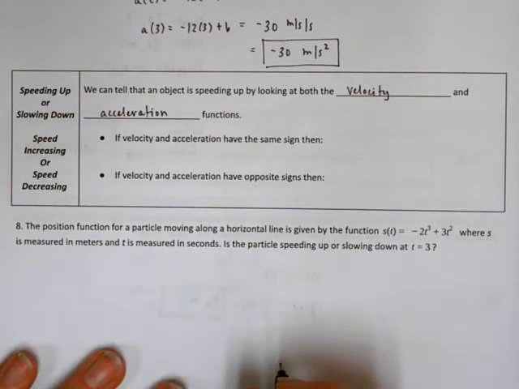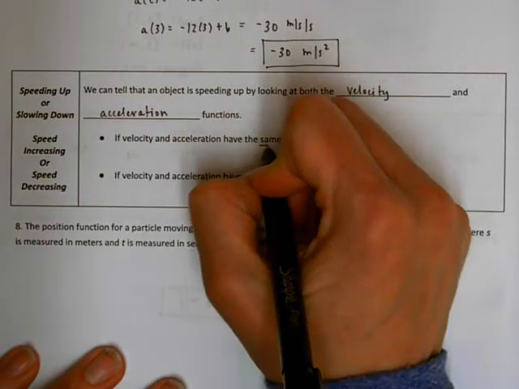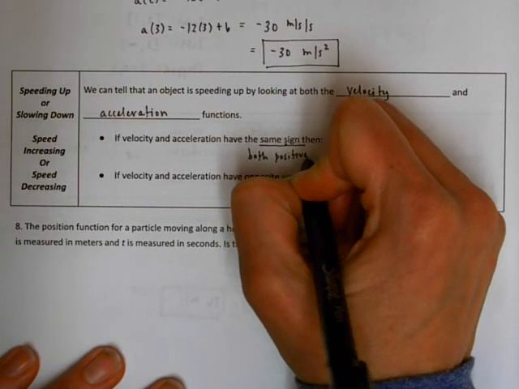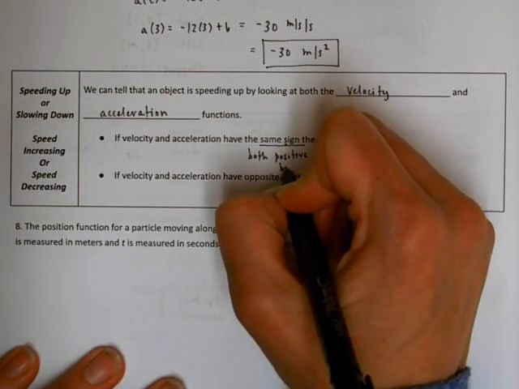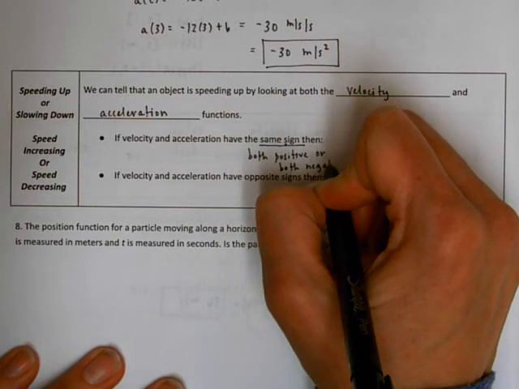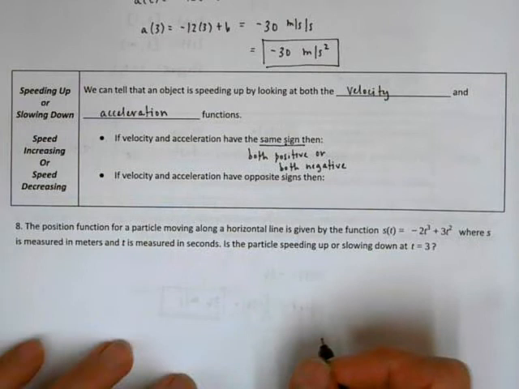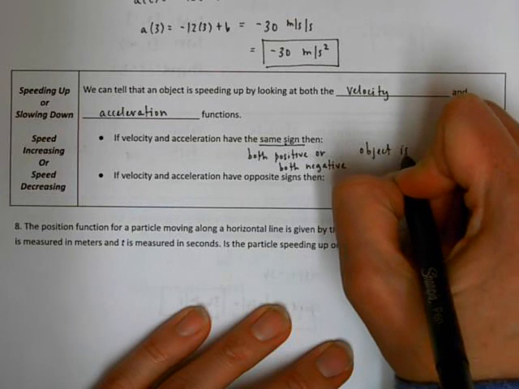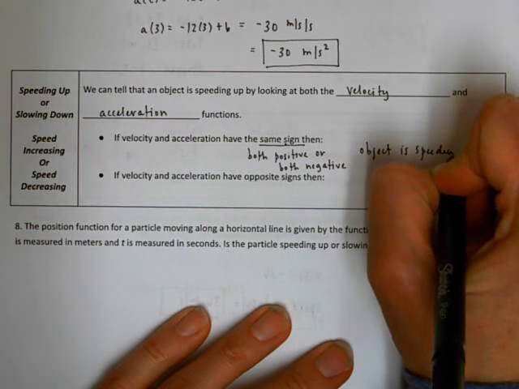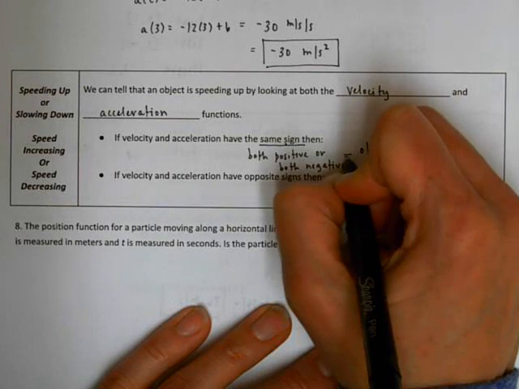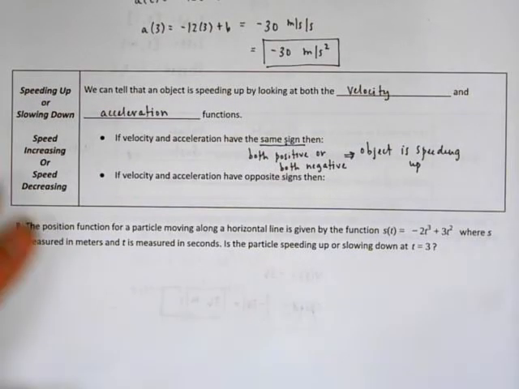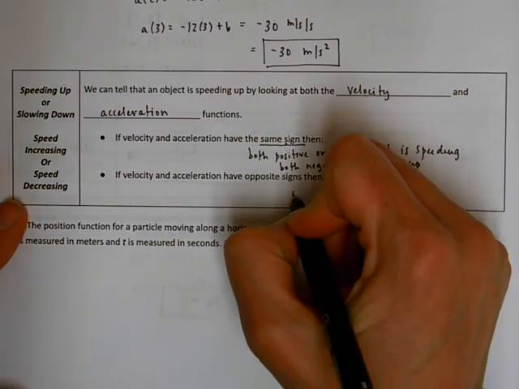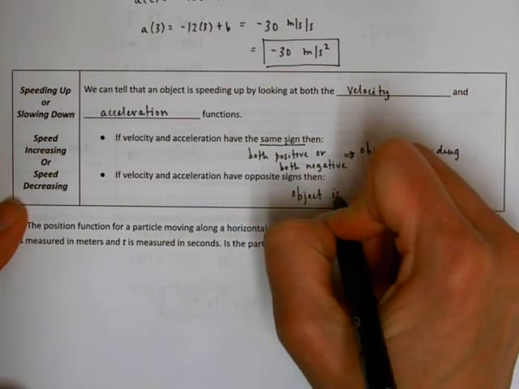So if velocity and acceleration have the same sign, that means both positive or both negative, then the object is speeding up. So both negative or both positive means the object is speeding up. If they have opposite signs, one is positive and one's negative, then the object is slowing down.